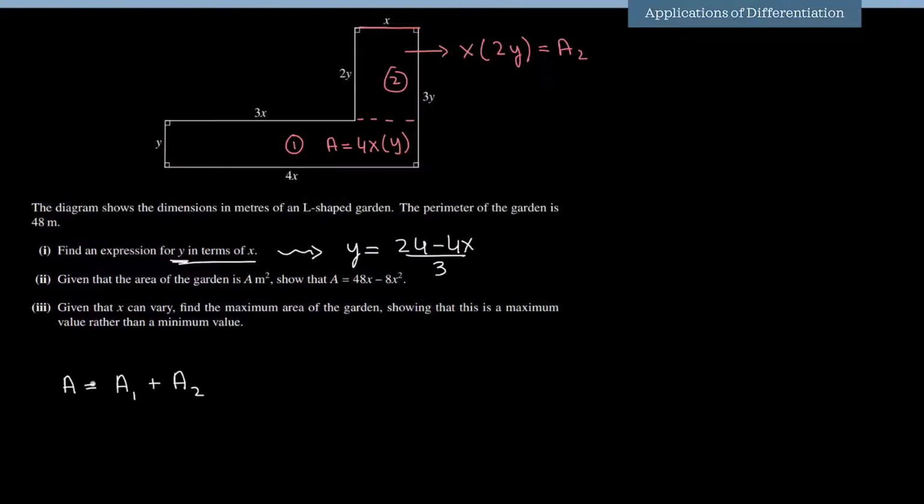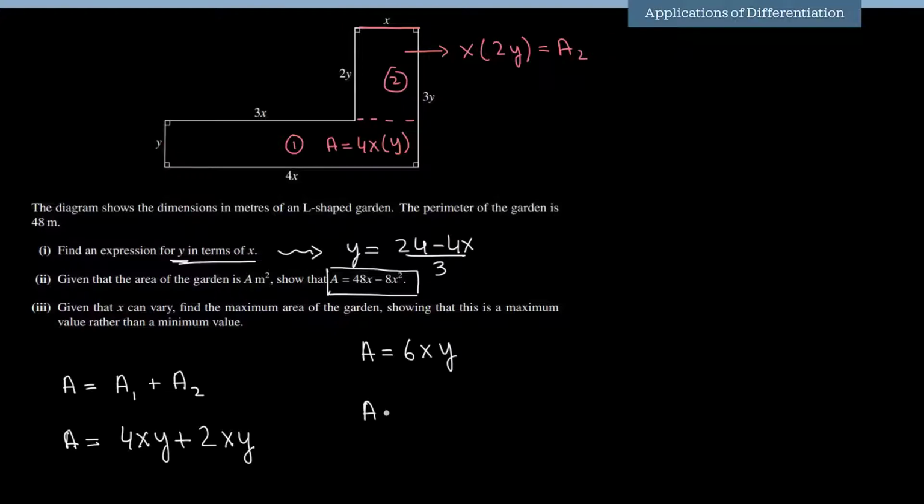So the total area would be equal to 4xy plus 2xy. 4xy plus 2xy is 6xy, so area is equal to 6xy. This is the area of this L shape, but I need to show that the area is given by this equation. And this equation is of area in terms of x only. This equation is in terms of both x and y. So I need to replace y with something in terms of x in it. And that we found in part 1. We found an equation for y in terms of x. So I'll replace y with this equation.